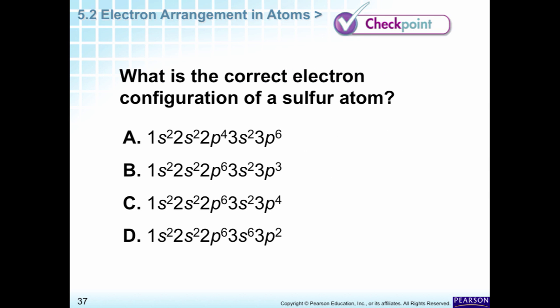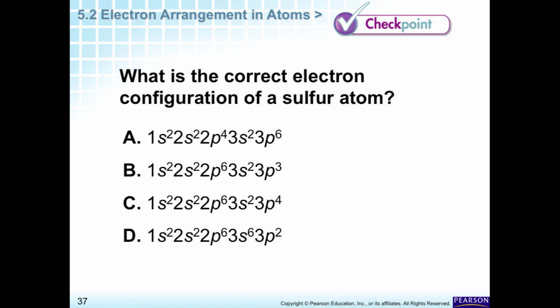Okay, so let's look at the sulfur atom. We'd have to first know what the sulfur atom's atomic number is, and we can find that by looking at the periodic table. So you could just count up all of the superscripts and make sure that's right. So the first one is 4, 8, and 6. That's going to be 14.